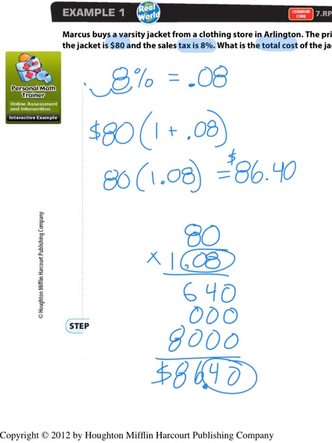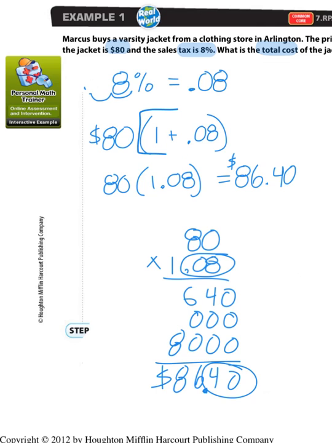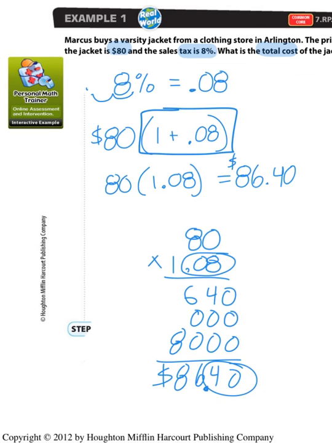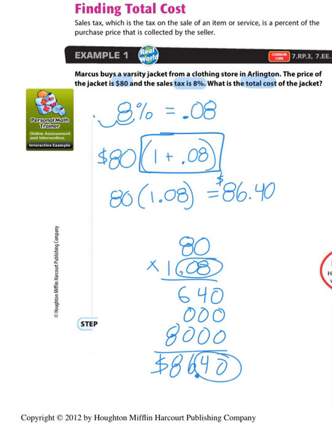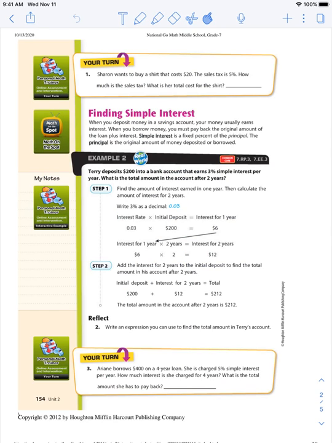If multiplying by the parentheses, 1 plus 0.08, is confusing to you, you could first find what 8% of 80 is, which is $6.40. So 0.08 times 80, and then just add it to the original 80. You should still end up with $86.40. All right, your turn.